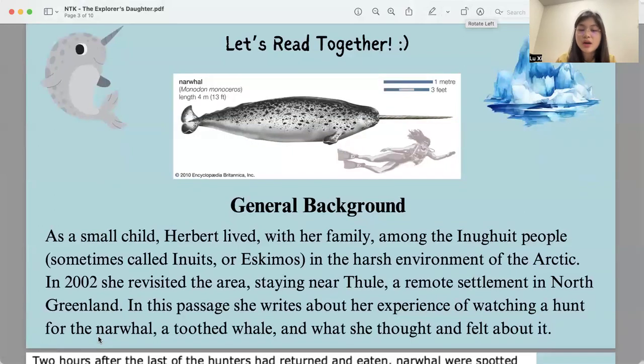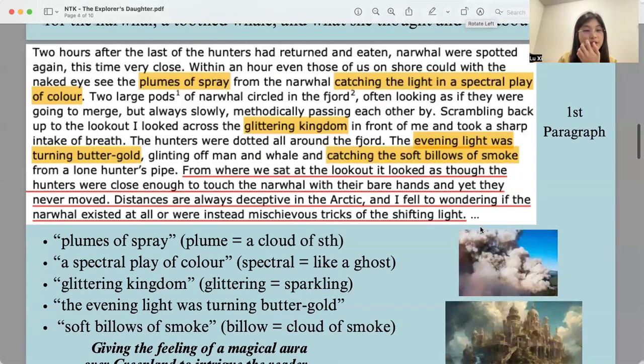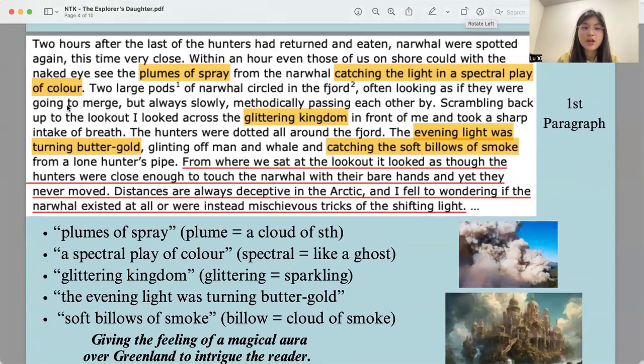So what is a narwhal? As you can see, this is a vivid picture of what a narwhal is. Here is its long tooth. That's why it's also known as a toothed whale. Basically, you can think of a narwhal as a whale, but with a long, sharp tooth, as you can see here. And what she thought and felt about it. Okay, so this is a general understanding of the article. Okay, so the first paragraph, let's read it together.